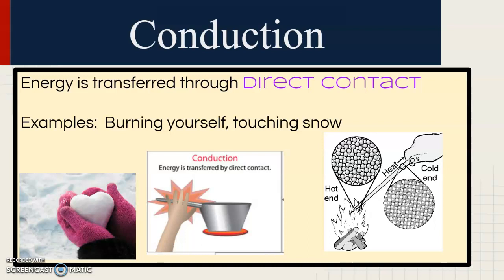So let's say that you are cooking something on the stove and you have a hot pan, and that pan warms up and you go to move it and you don't realize that the handle is hot. When you touch that handle, it burns your skin. And that heat transfer is directly from the pot to your hand. So that is a direct contact, and that would be conduction. So you have, unfortunately, burned yourself through conduction. So conduction is through direct contact.